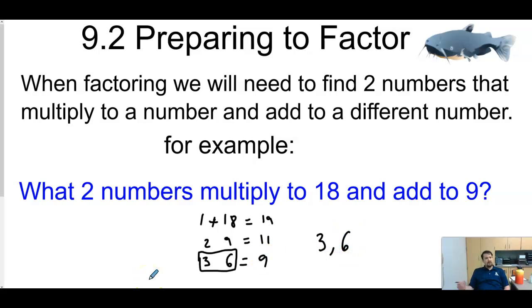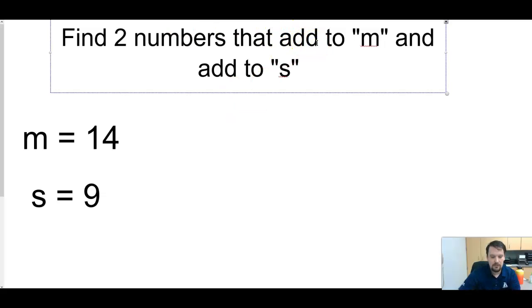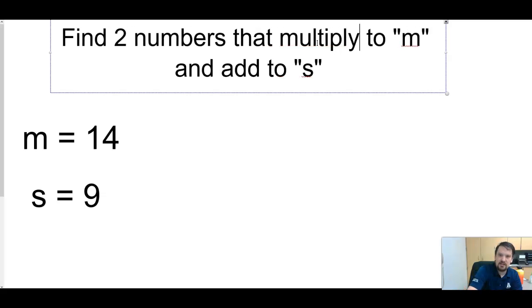Okay, so that's what we're doing. It should be pretty straightforward today. So let's look at some good examples. Okay, so factors, find two numbers that add to m. Oh, well that's not right. Let me hurry and fix that. That's supposed to be multiply to m. Probably going to be in every one of these slides. That's not good.